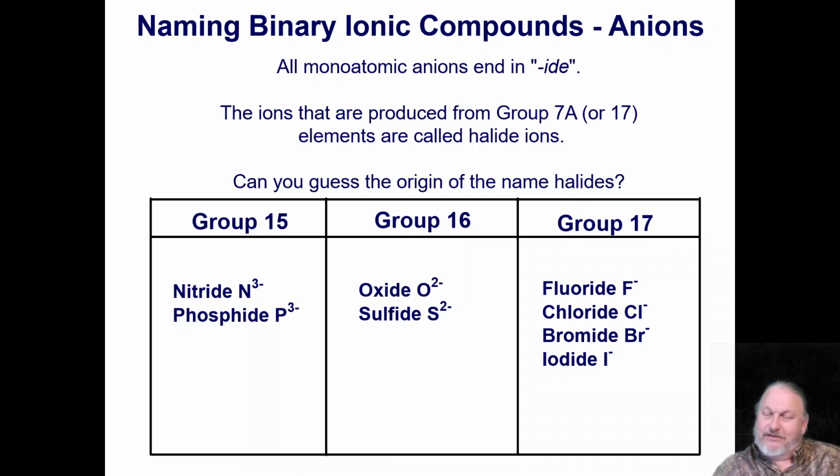All right, so your group 15, instead of nitrogen, you have nitride. Phosphorus, drop the O, your orus, and you're going to have phosphide, add IDE. Oxygen, oxide. Sulfur, sulfide. Then you've got the 17s, the halides: fluoride, chloride, bromide, and iodide. It just is what it is.